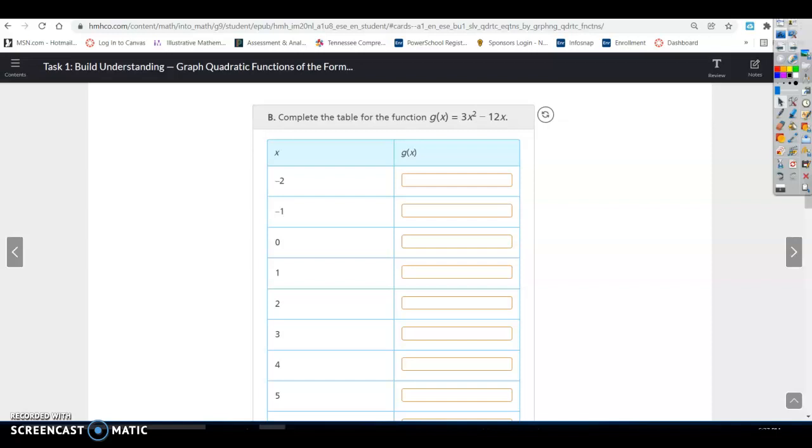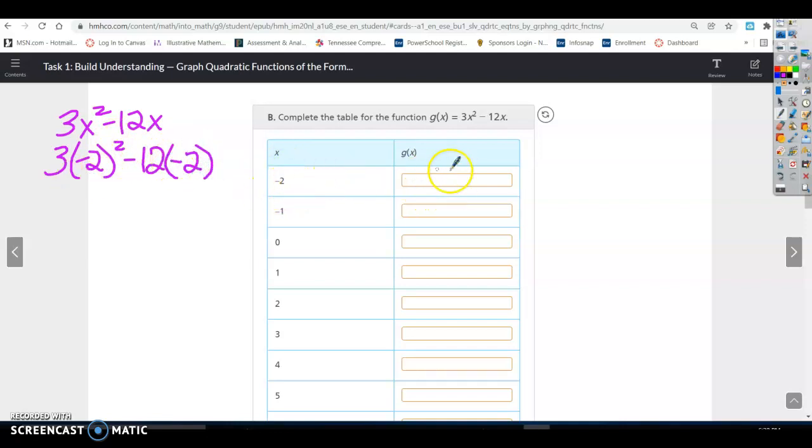All right, so for the first thing here, we're going to take -2, and that's going to substitute in for x. This table gives you these x values, and all you have to do is plug the x in for x in the function. So it says 3 times x squared minus 12x. We're just going to substitute the -2. So 3 times -2 squared minus 12 times x again, so I'll substitute -2 again.